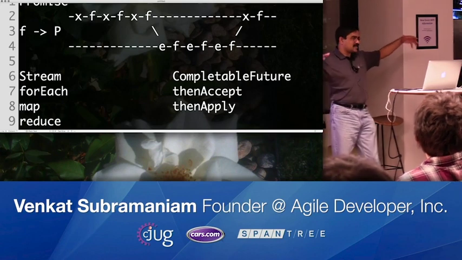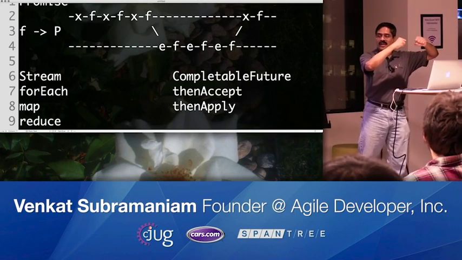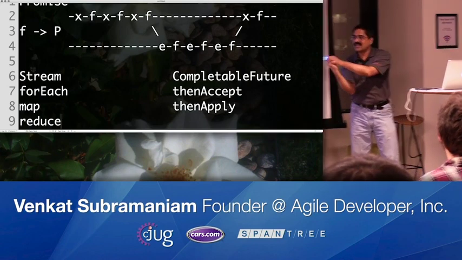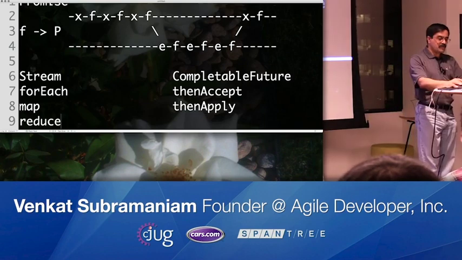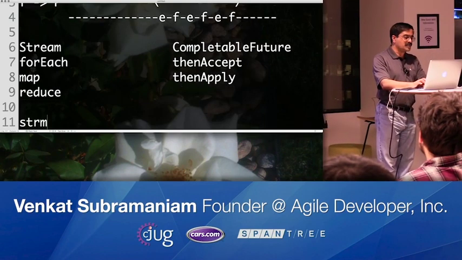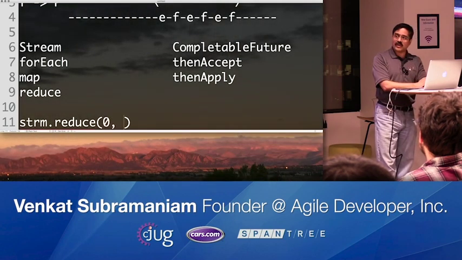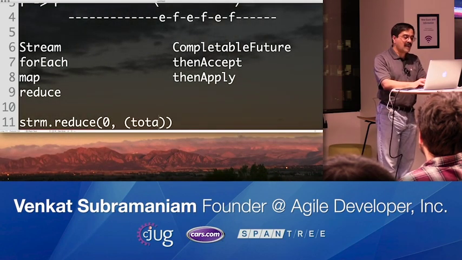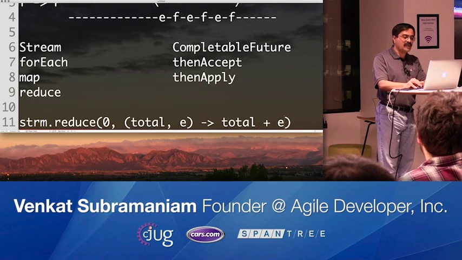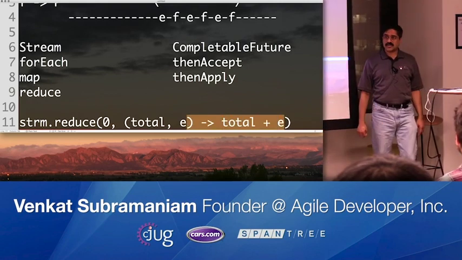The reduce method takes elements in the stream and reduces them to a single value, isn't it? For example, if you have a stream, you could say strm.reduce, start with the value 0, and say total, element, and total plus element. Or whatever operation you want to perform in here, you could perform a reduce operation.